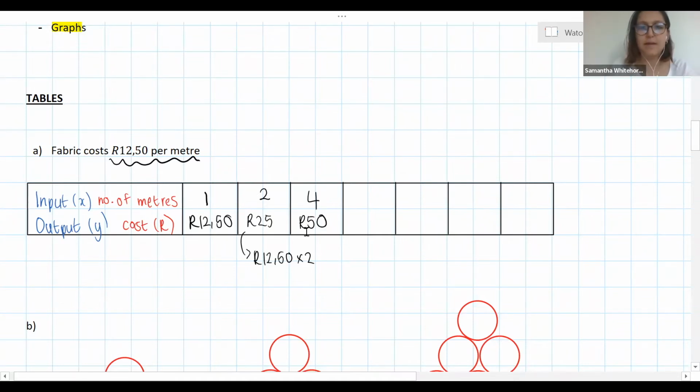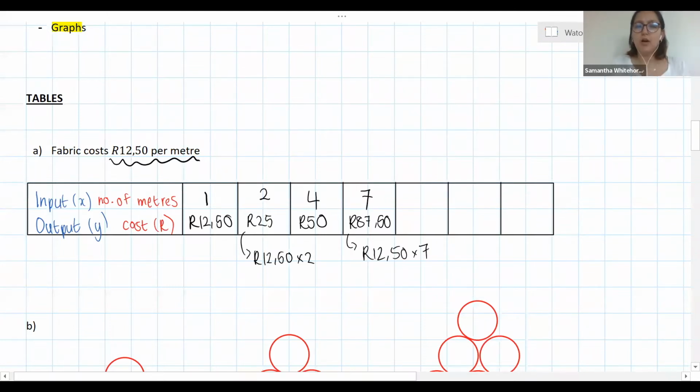Awesome, guys, well done. Title, because I can see your hands up, do you want to tell me how much 7 meters is going to cost? I'm putting you on the spot, so take your time. Yes, ma'am. It'll be 87 Rand, 50. Excellent. So 87 Rand, 50 cents. And I got that because I said 12 Rand 50 times 7. Good. Well done.